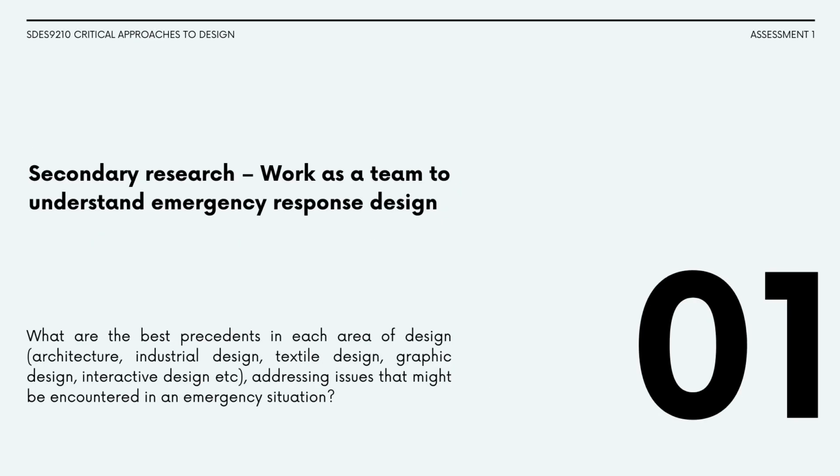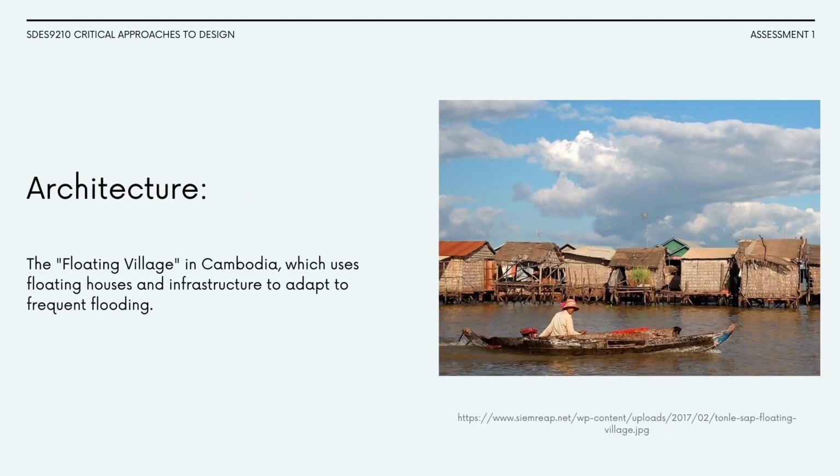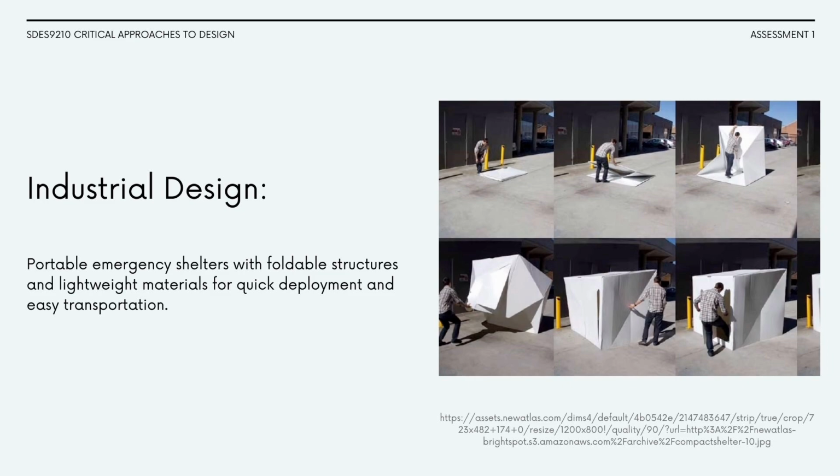And the next part, in this question, I will examine 5 different areas of design and how they address this issue. Architecture: the floating village in Cambodia, which uses floating houses and infrastructure to adapt to frequent flooding. Industrial design: portable emergency shelters with foldable structures and lightweight materials for quick deployment and easy transportation.